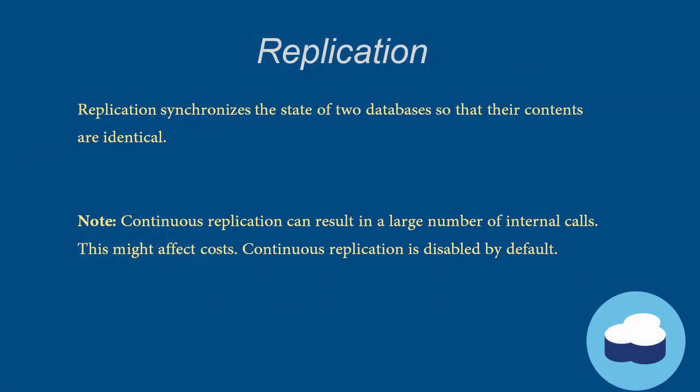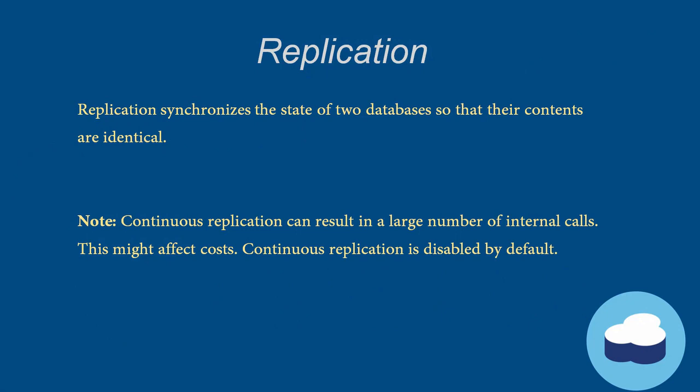Replication synchronizes the state of two databases so that their contents are identical. It is actually a synchronization among two or more databases, basically two in one step. And if you want to synchronize three or more databases, you have to repeat it in different steps.